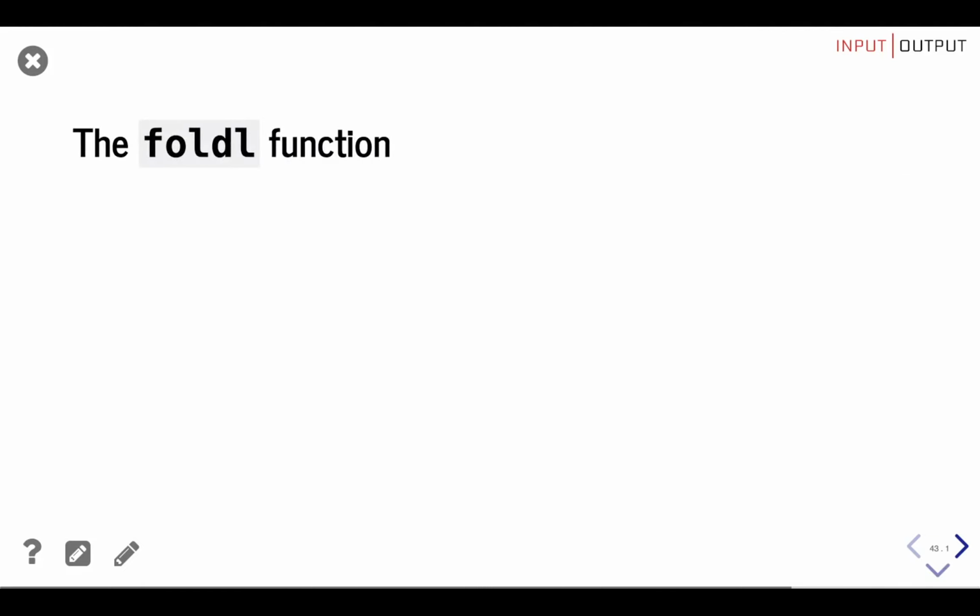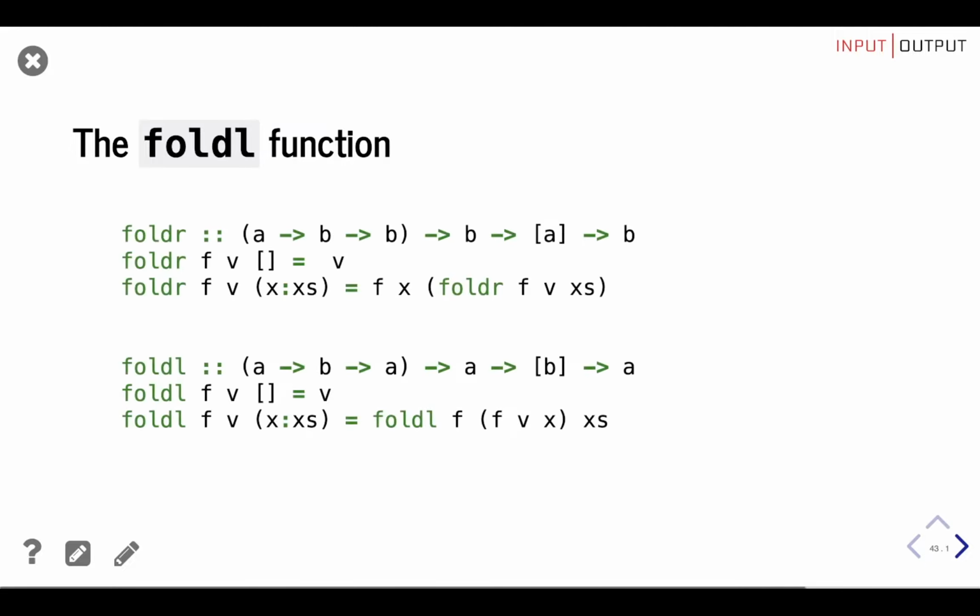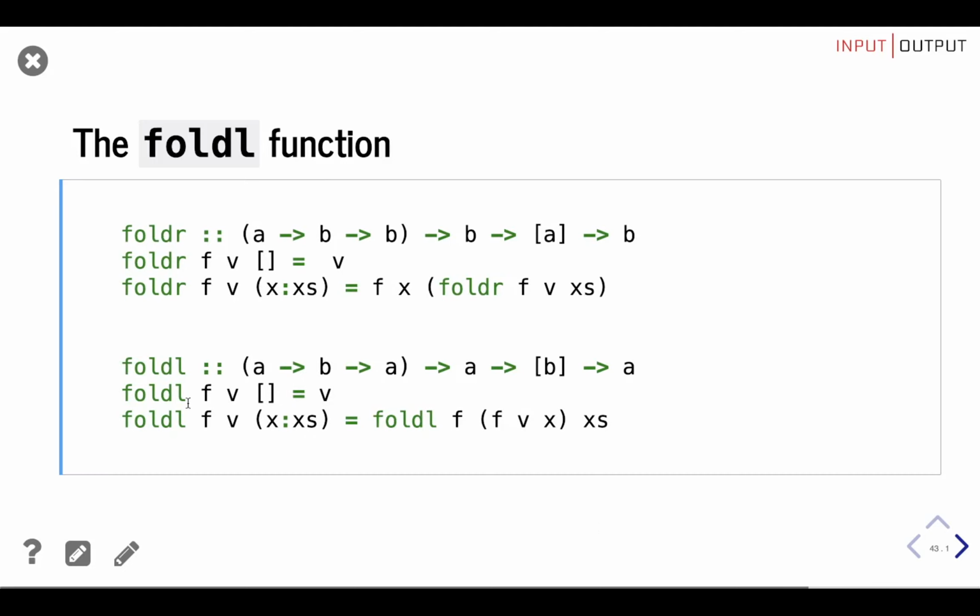Enter the foldl function. Foldl does essentially the same as foldr, but traverses the list from left to right. These are both their definitions. As you can see, the difference lies in the recursive case.